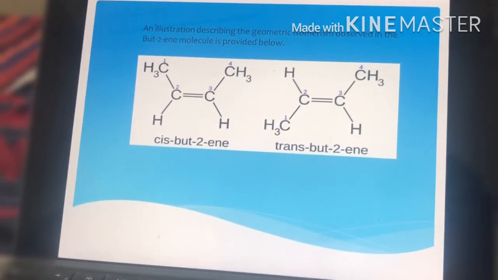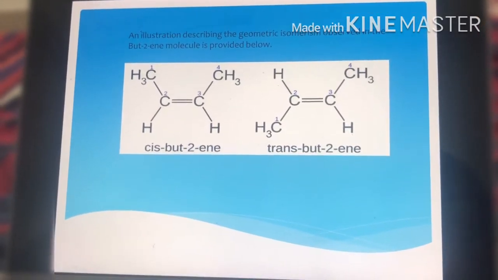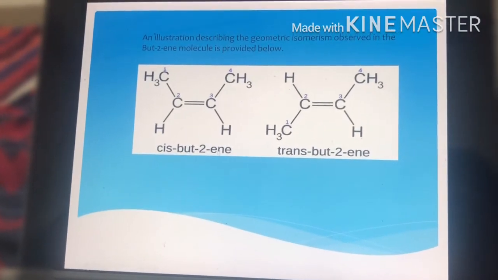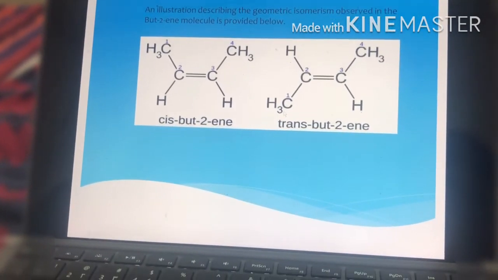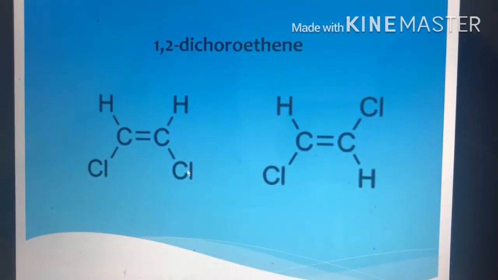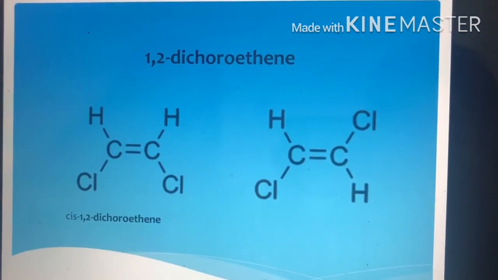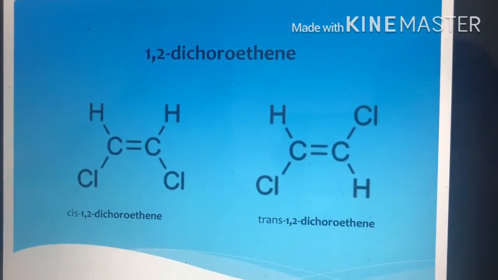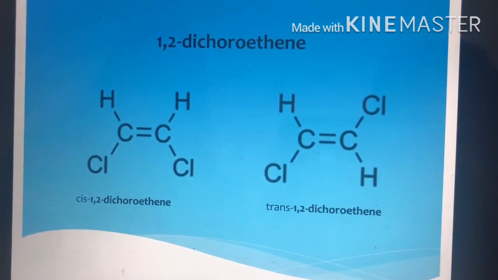Now how do we name them? We have to see whether the same groups are present on the same side. Like here, methyl on the same side, that is cis-but-2-ene. The other one has methyl on the opposite sides, that is trans-but-2-ene. So yes, if you are thinking this compound will show isomerism, yes, and again the same groups on the same side will be the cis isomer, and the same groups on opposite sides will be the trans isomer.